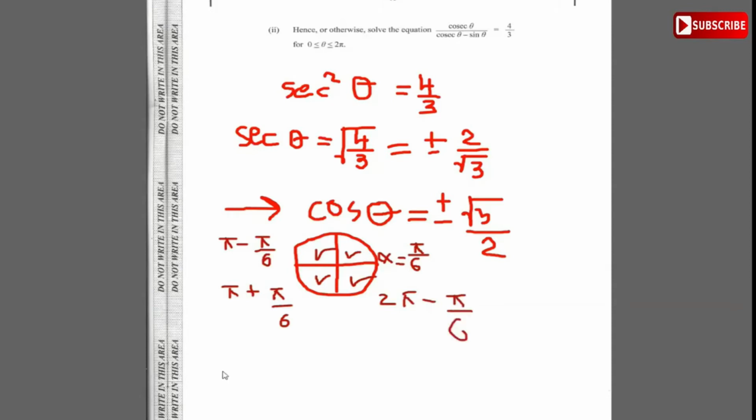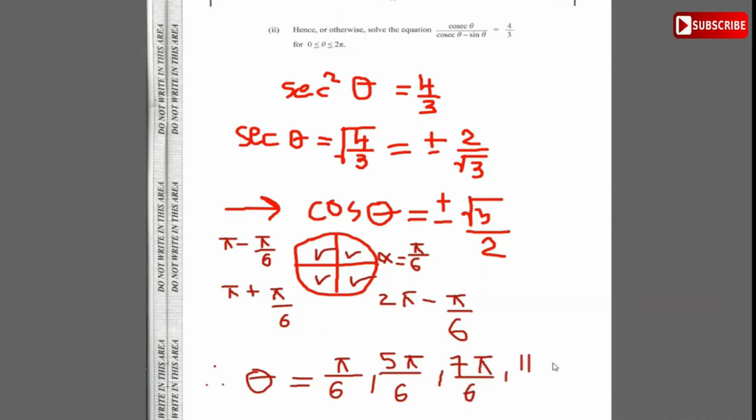So let's write them out now. Therefore, theta is equal to angle in the first quadrant, pi by 6, angle in the second quadrant, 5 pi by 6, angle in the third quadrant, 7 pi by 6, angle in the fourth quadrant, which is 11 pi by 6. So those are all the possible values for theta. Nice and easy. Easy question. Lovely.